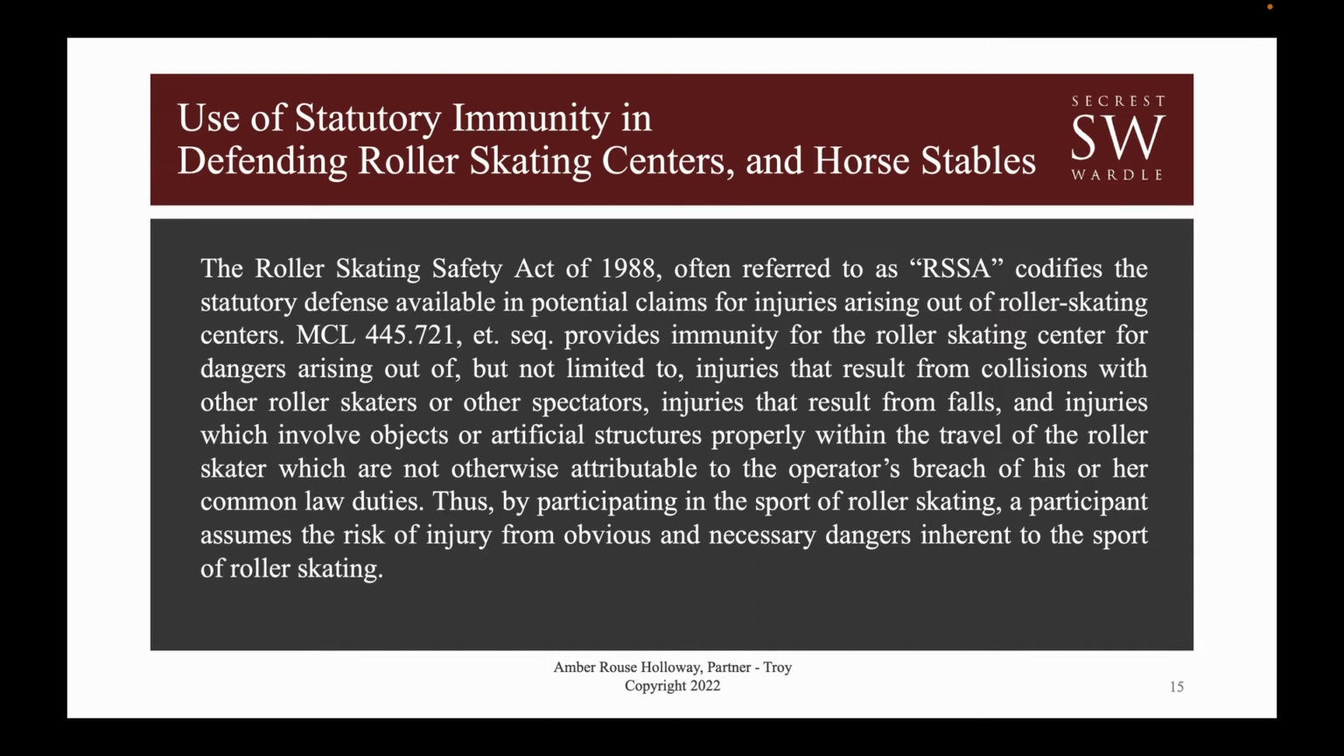The Roller Skating Safety Act of 1988, often referred to as RSSA, codifies the statutory defense available in potential claims for injuries arising out of roller skating centers, and it's MCL 445.721. That statute provides immunity for roller skating centers for dangers arising out of, but not limited to, injuries that result from collisions with other roller skaters or other spectators, injuries that result from falls, and injuries which involve objects or artificial structures properly within the travel of the roller skater, which are not otherwise attributable to the operator's breach of his or her common law duties.